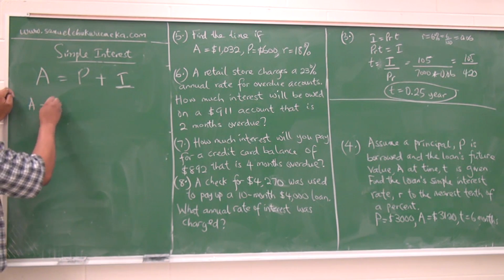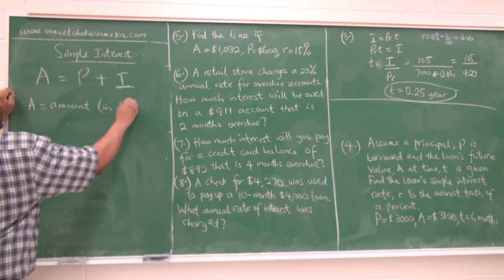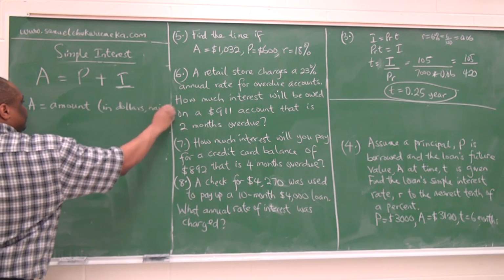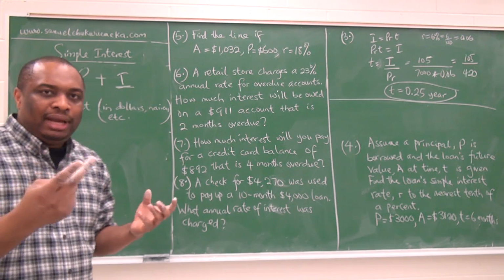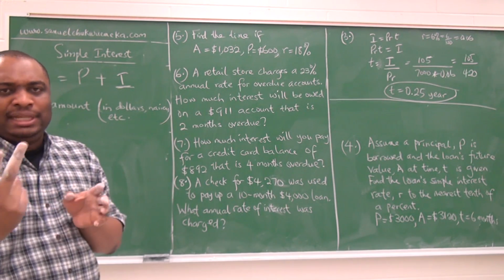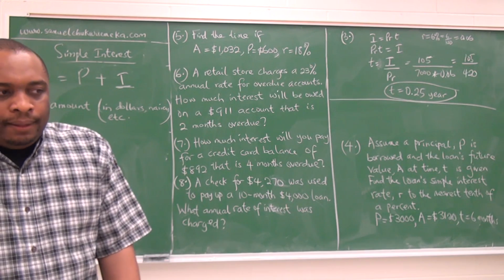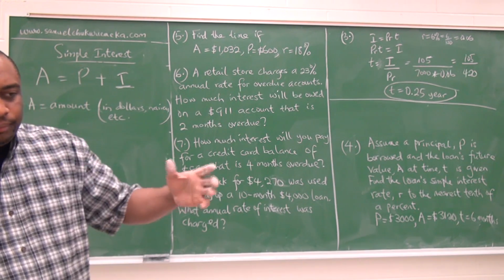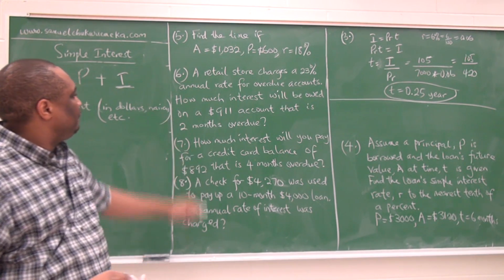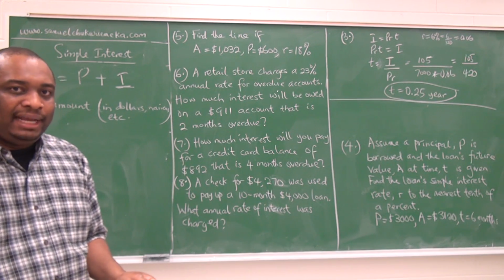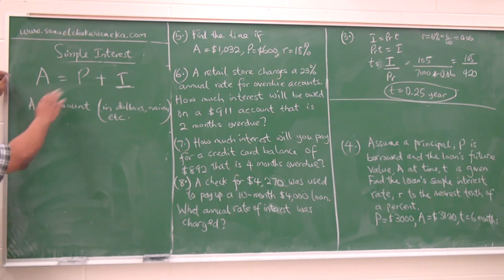So A is the amount in dollars, naira, etc. Now, another thing is that when you're dealing with amounts of principal, dollars have 2 decimal places, because 100 cents make a dollar. So if you're working in dollars, it should be 2 decimal places to signify the cents. If you're working in naira, it should be 2 decimal places to signify kobo. Okay, so let's go ahead and solve this.